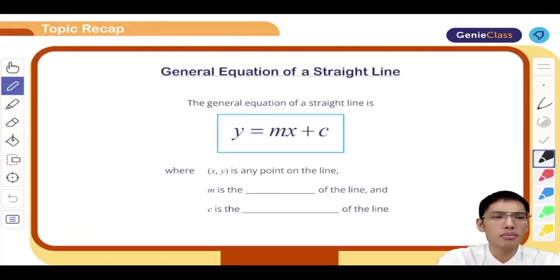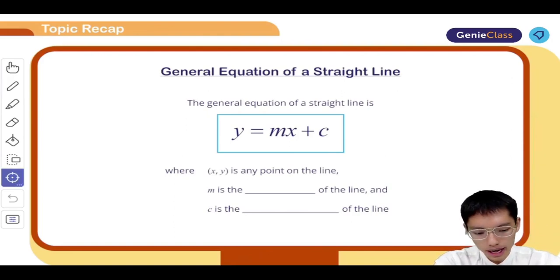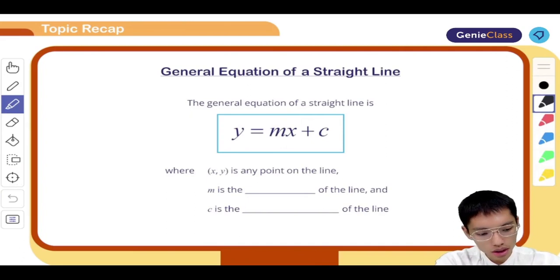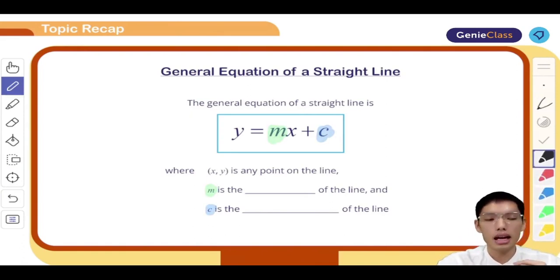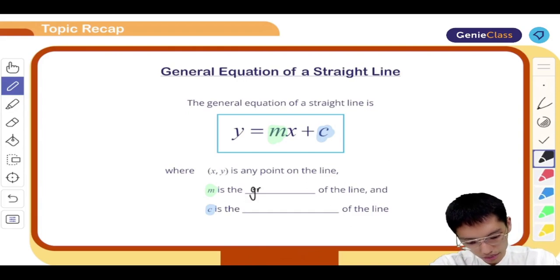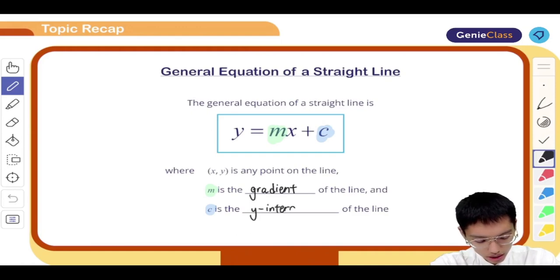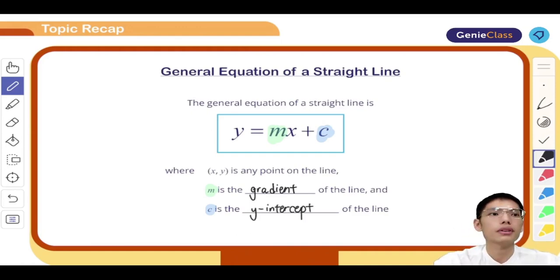So let's start off with something you might have seen in Sec 1 already, the general equation of a straight line: y = mx + c. x and y here are any points on the line. And when we talk about m and c, I hope you all realize it by now, the m over here is what we call the gradient, and c over here is what we call the y-intercept of that particular line.